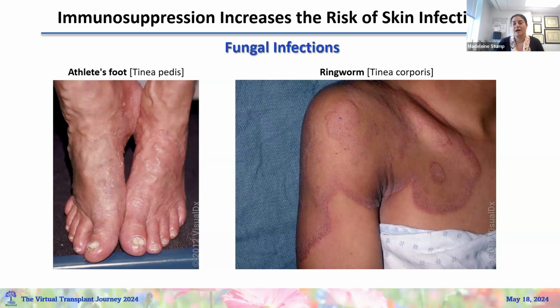This is an exaggerated picture of the fungus growing on the skin as well. This is rather an involved presentation. Most of the time, even in immunocompromised patients, we see smaller areas of involvement, such as just this. Again, this is diagnosed in the office, and we have both topical and sometimes we'll need to do some oral treatments for this. And we do that in conjunction with the transplant team as well.